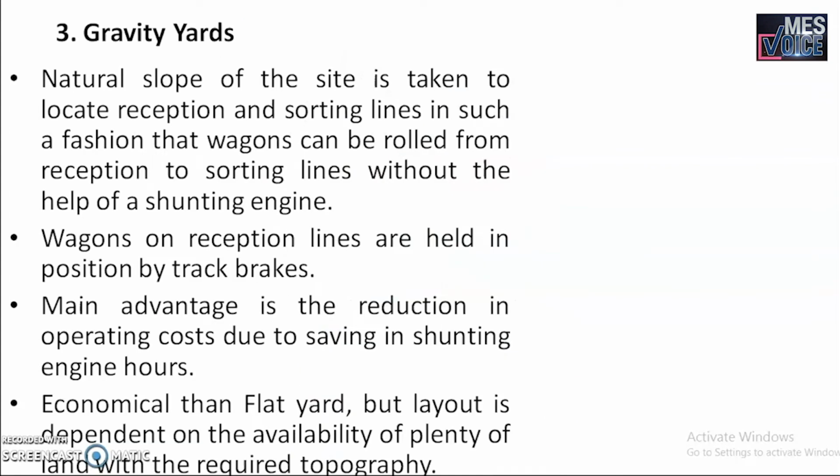And another one is gravity yards. This also works the same as the hump yard. A natural slope of the site is taken to locate reception and sorting lines in such a fashion that wagons can be rolled from the reception to sorting lines without the help of a shunting engine. Wagons on the reception lines are held in position by track brakes. The main advantage of the gravity yard is the reduction in operating cost due to the saving in shunting engine hours. In the case of gravity yards, there is no need for a pulling engine. All the sorting process will be done with the help of gravity.